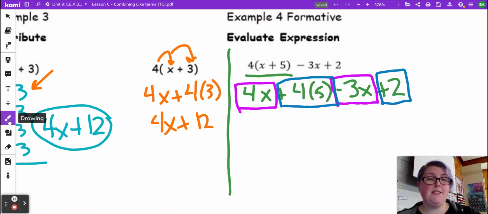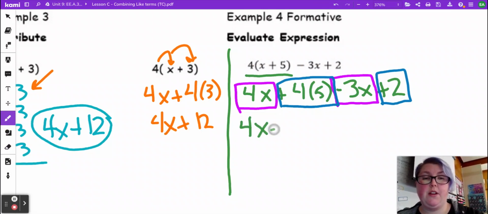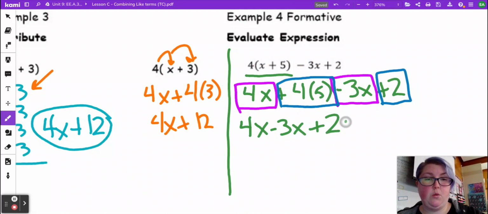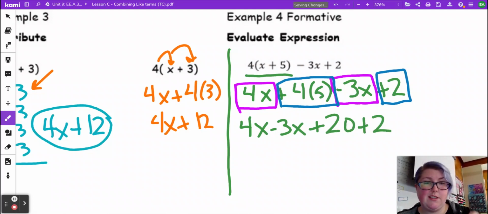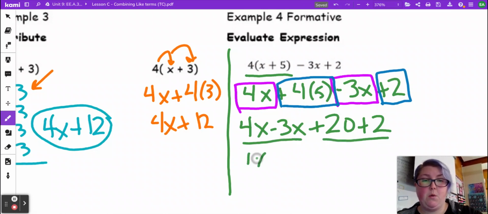So when I am done simplifying, I will have two terms because I have two colors. So now let's rewrite this so that everything is next to each other. So 4x minus 3x plus 20 plus 2. So now we just can simplify our variables with our coefficients and our constants. So this becomes 1x plus 22. Our answer is x plus 22.